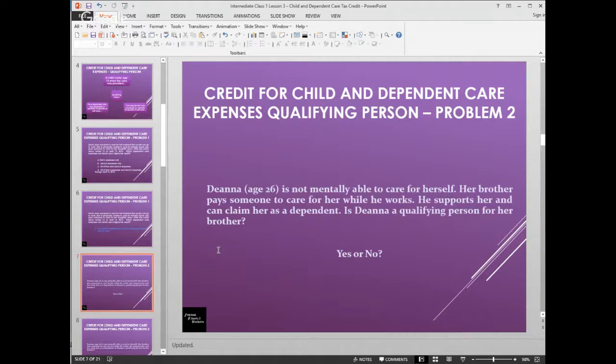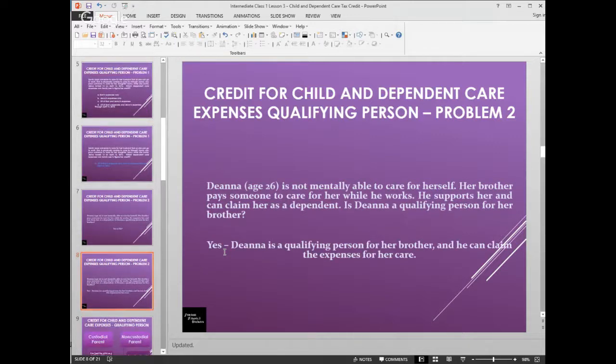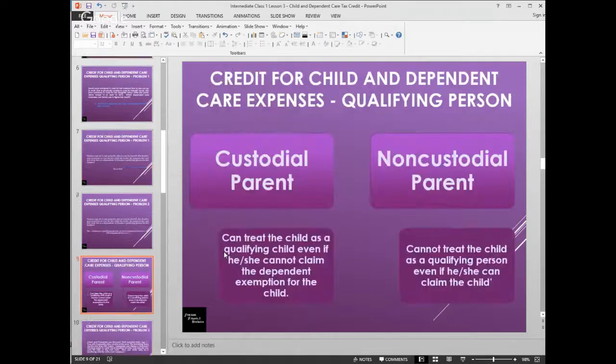Deanna is 26 and not mentally able to care for herself. Her brother pays someone to care for her while he works. He supports her and can claim her as a dependent. Is Deanna a qualifying person for her brother? And the answer here would be yes. Deanna is a qualifying person for her brother, and he can claim the expenses for her care.